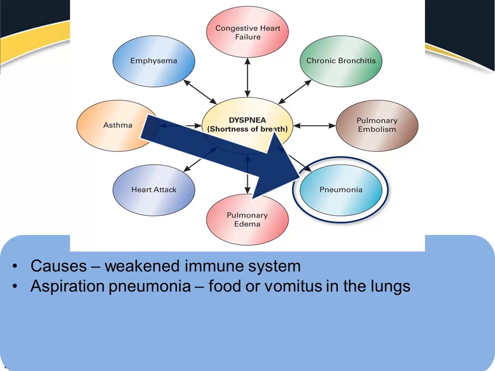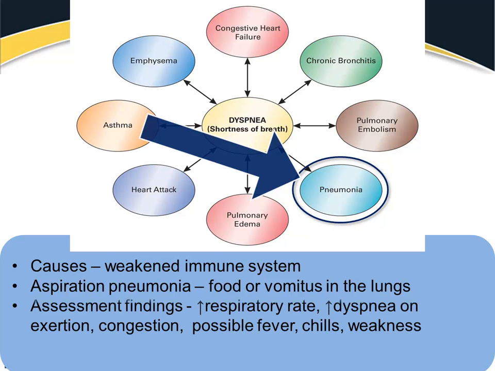Older patients very frequently will aspirate. It may just be food products, but they may vomit and aspirate. So if they have any history of that, if they're bedbound, if somebody's having to assist them in eating, then they're more likely to have aspiration issues. With pneumonia, you see increased respiratory rate, increased difficulty breathing on exertion. They may have congestion in the lungs, possible fever. They may have chills, probably feel very weak.